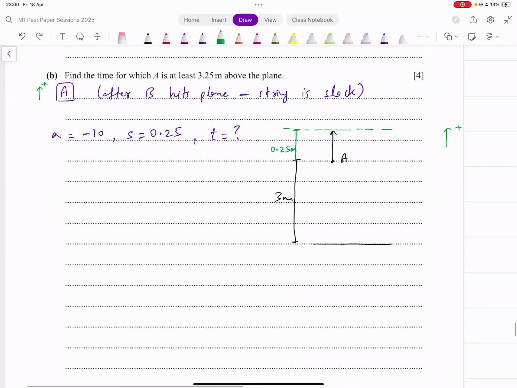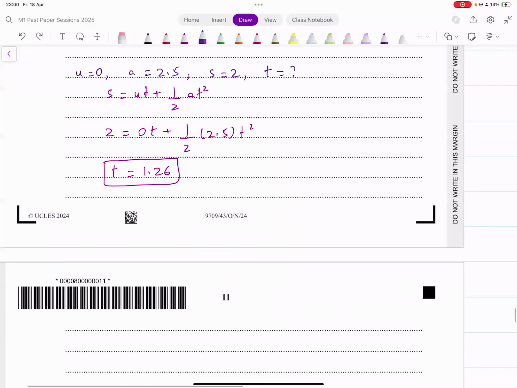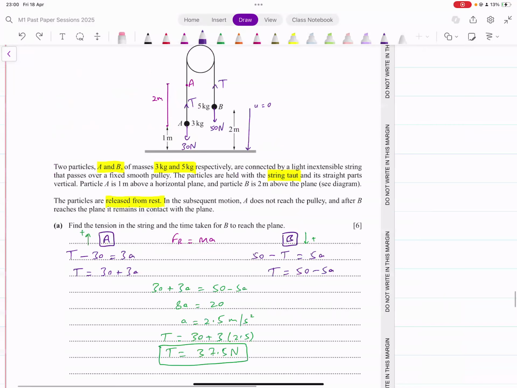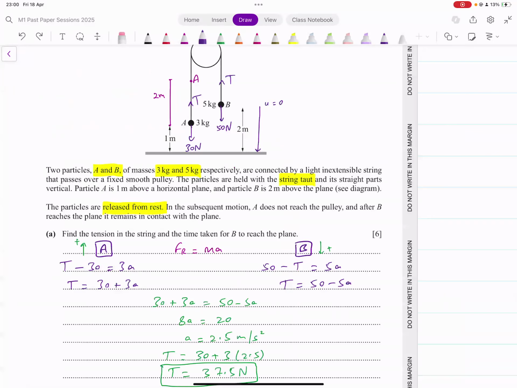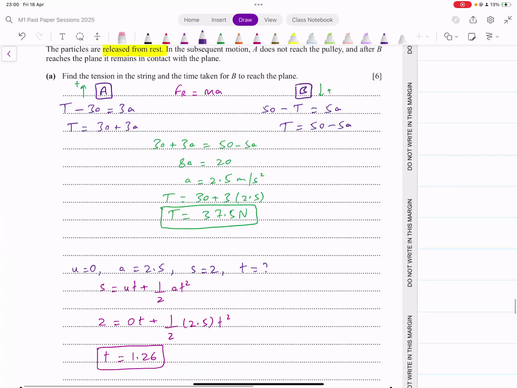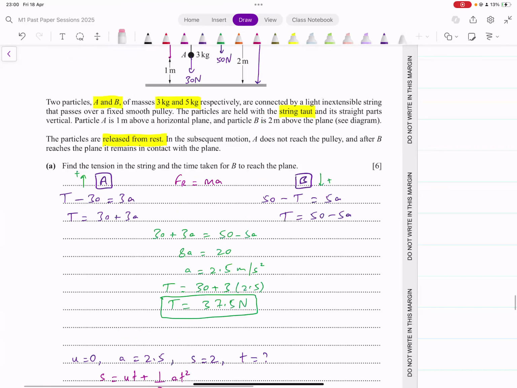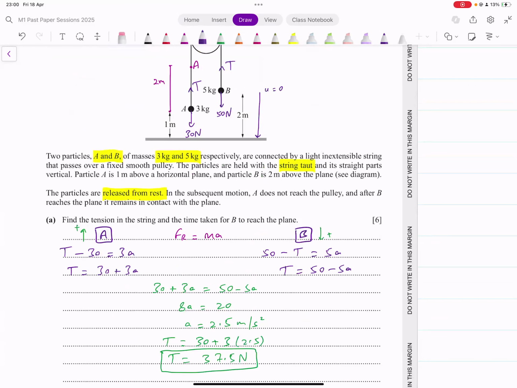Now we need one more piece of information. Where do we get that from? Before the string becomes slack, we can find the final velocity of particle A. How can we do that? While the string was taut, it started from rest. It traveled a distance of 2 meters. We know the acceleration as well, and we also know the time taken for that part of the journey, 1.26. We can use all of that to find the final velocity while the string was taut.